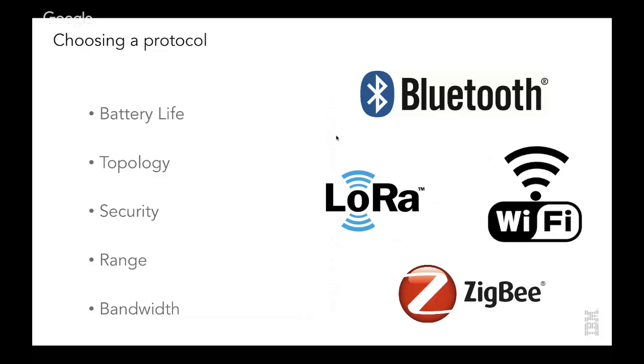Okay, so after determining exactly what kind of sensors I needed to deploy, the next step was to choose a wireless communication protocol. In other words, how can we get data from sensors out in the field up to the cloud for processing? While looking at each protocol, I had to take a few things into consideration.